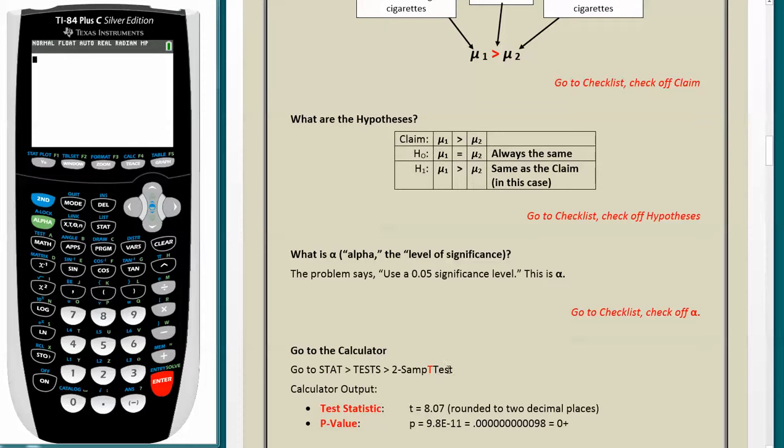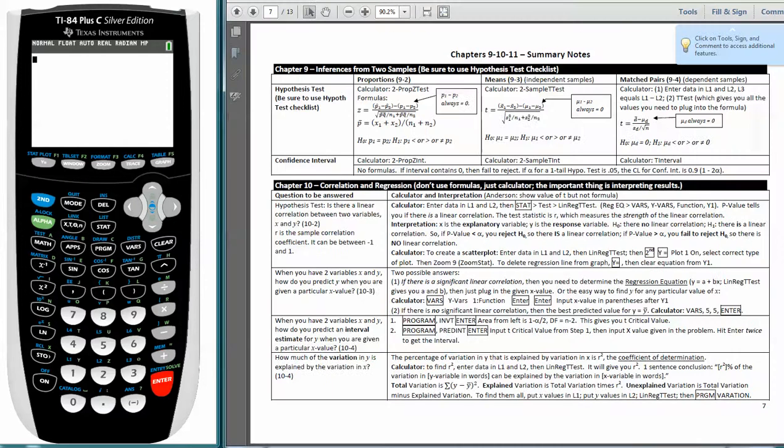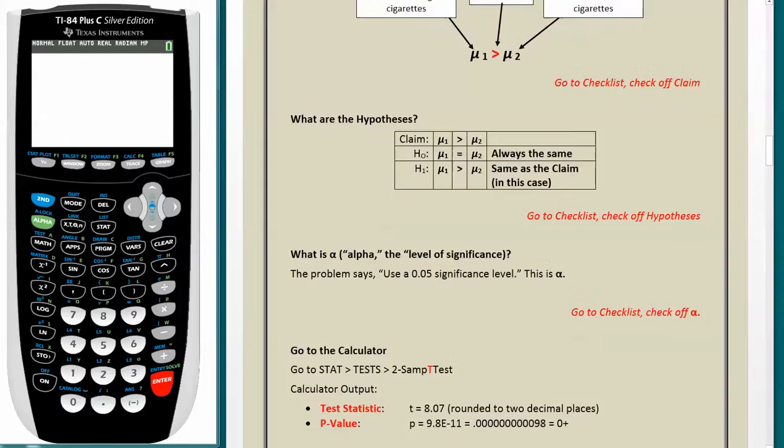Let's again look at my outline so you can see where this is. Here's the outline. Means, independent samples, so this is where we are. Hypothesis tests, so we go across, and here you see it. Calculator, 2-sample t-test. So we're going to go over to the calculator now and do that. Stat, Tests, 2-samp t-test. There it is. So I'm going to choose that.